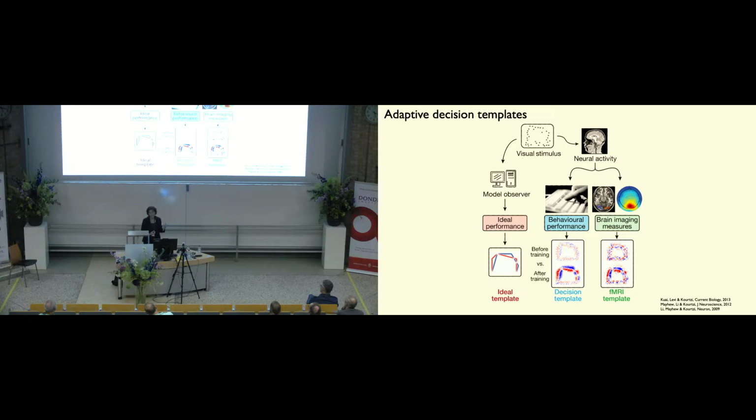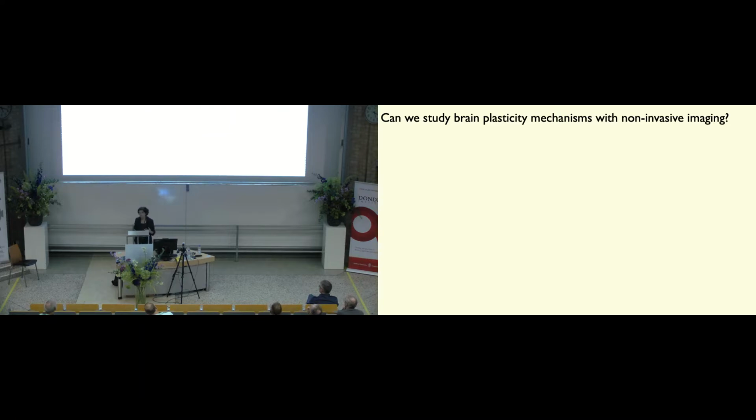And so then the next challenge for us is really to understand what are the mechanisms that the brain uses to build these adaptive templates. But just taking a step back, before I show you our findings so far on brain mechanisms, I'd like to ask the question of, can we actually discover any mechanisms of the brain when we use imaging, non-invasive imaging in humans?